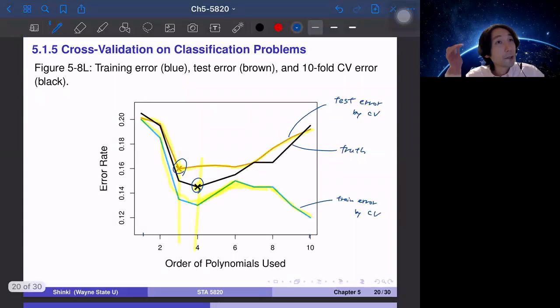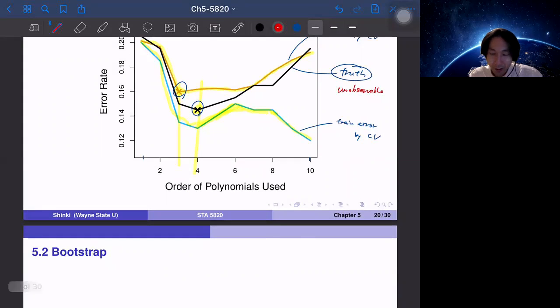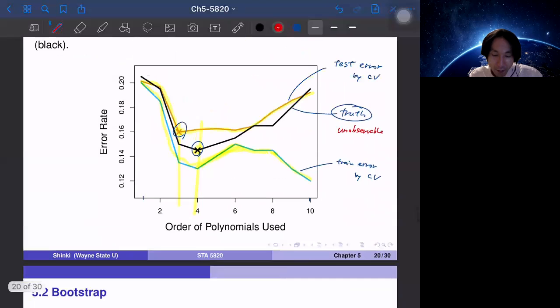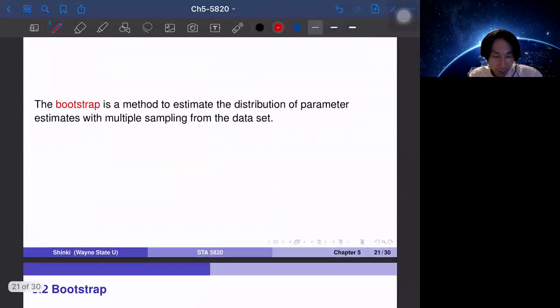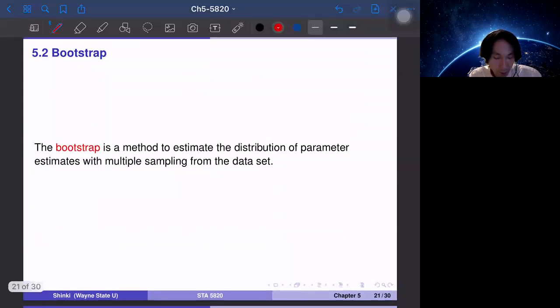Do you have questions so far? Cross-validation is really good when we determine the model. In real data analysis, the truth is unobservable, because real data usually does not come from simulation. But even without the truth, we can choose a good model by cross-validation.